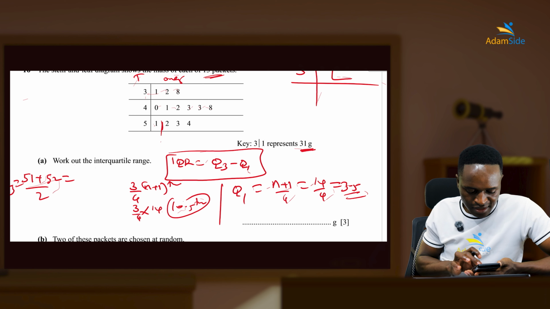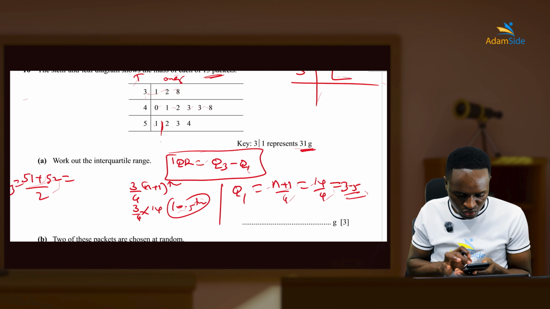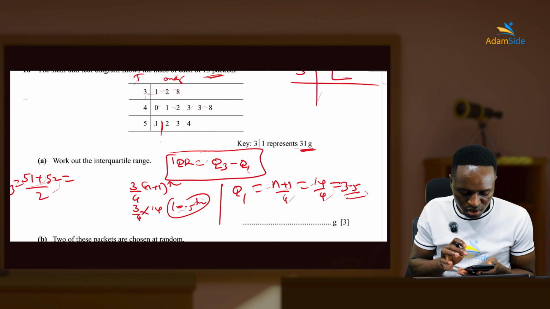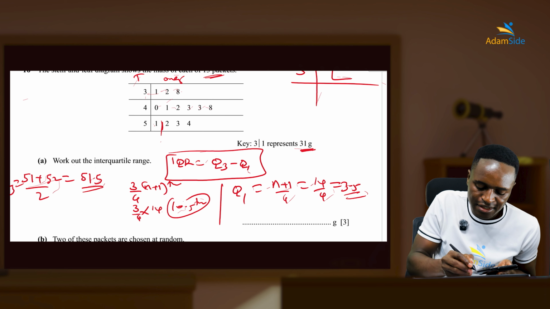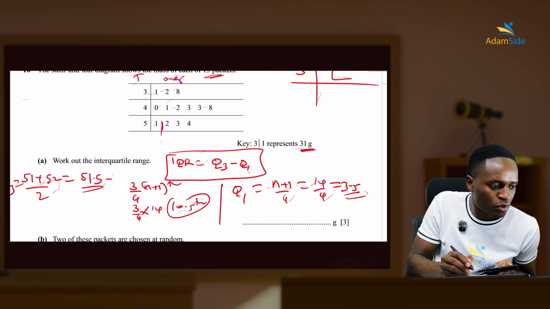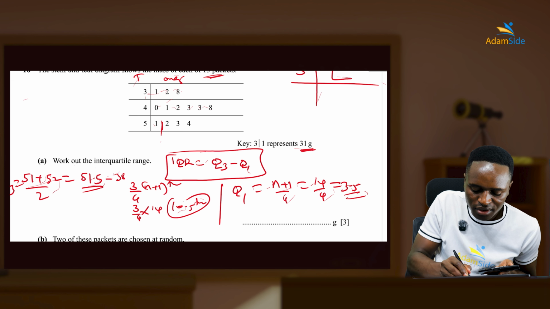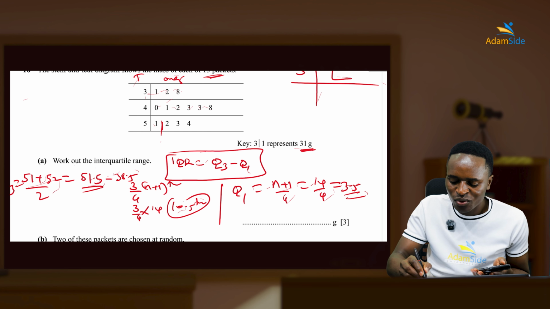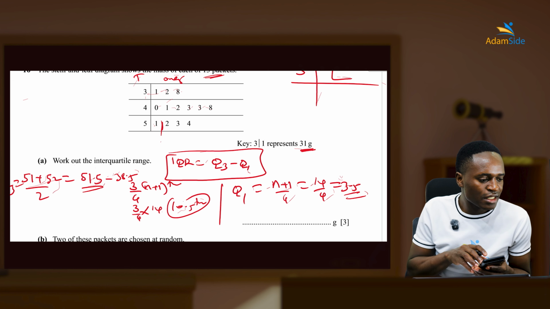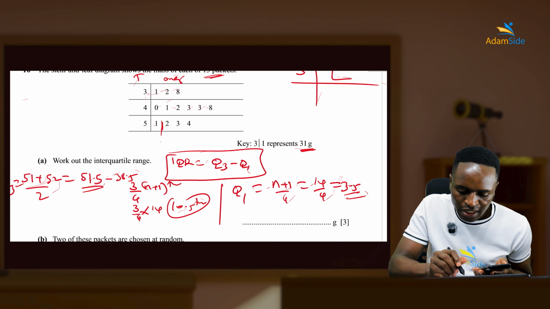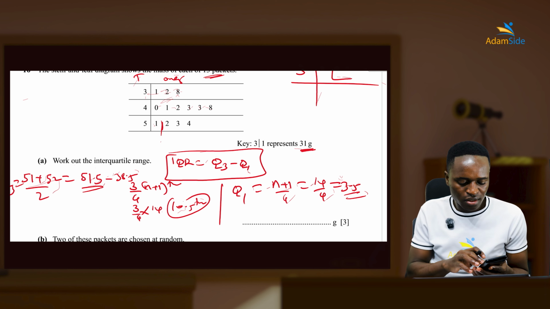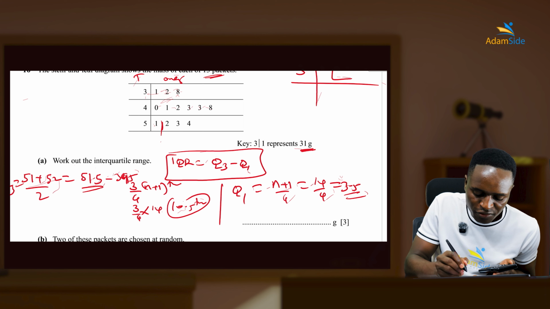You need to know the statistics. 51 plus 52 divided by 2 gives 51.5. So Q3 is 51.5, and Q1 is 38.5. Here we have 3 | 1, 2, then 38 and 40. Between 38 and 40 is 39.